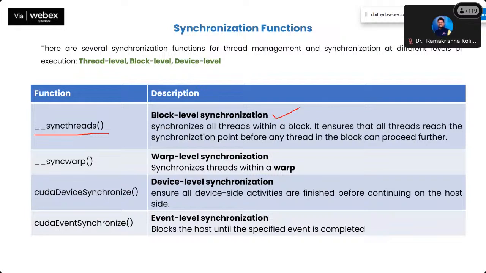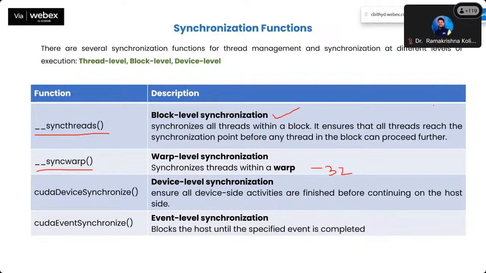Basically each block in CUDA has some small group of threads, so this function helps provide synchronization within a block. And second is the warp level synchronization. The warp level synchronization provides synchronization within a warp, and we know that each warp has 32 threads, right?